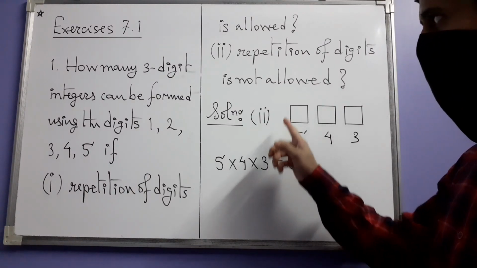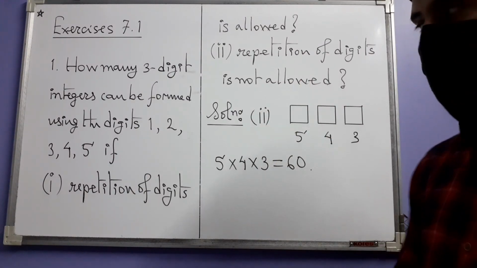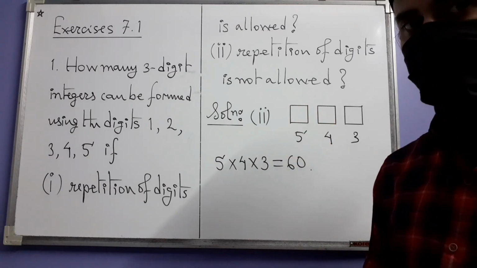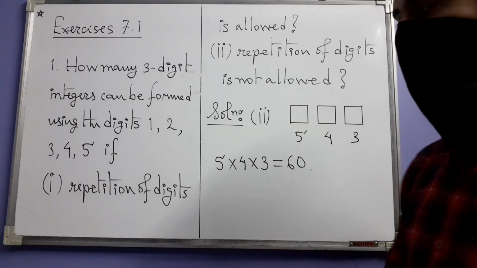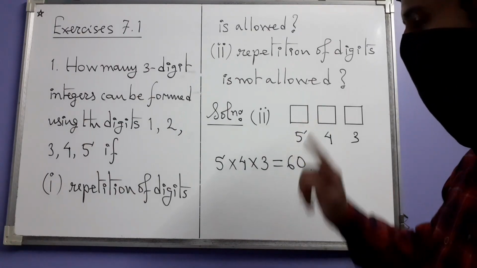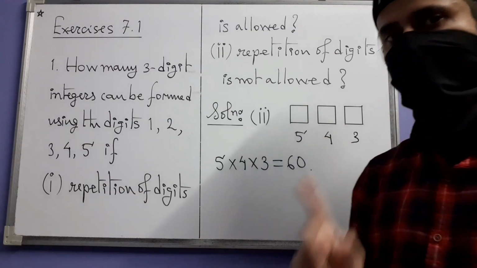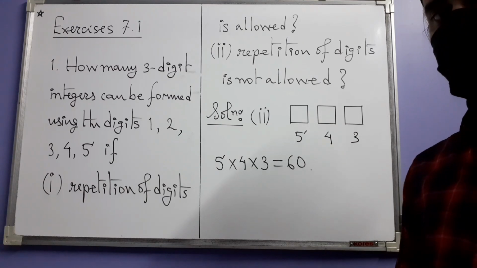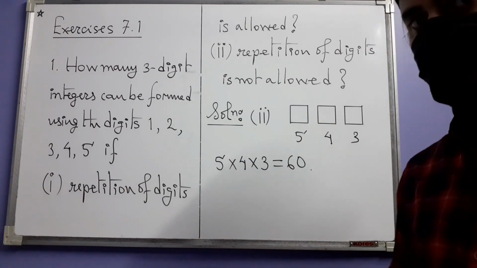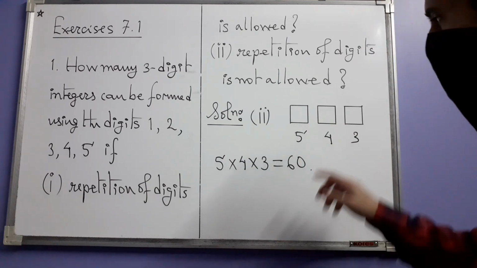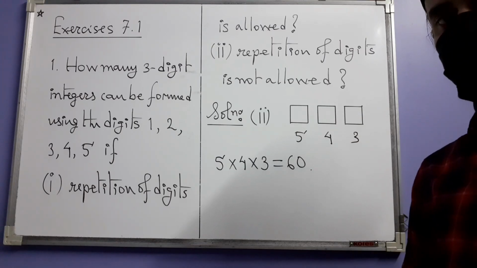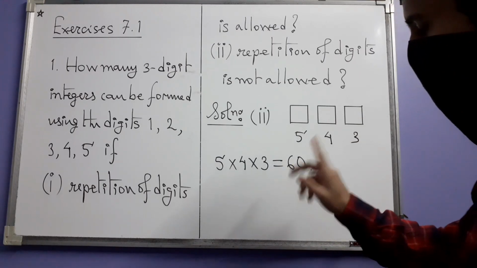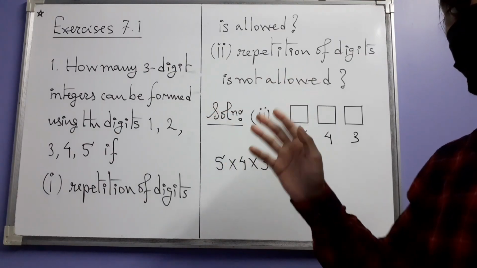In part 2, repetition of digits is not allowed. So if you consider the hundreds place, there are 5 options for it. Once you have chosen the hundreds place, there are only 4 options available to you to choose the tens digit, and once you have chosen that also, you only have 3 options to choose the units digit. So that's why the total number is 5 times 4 times 3, which is 60, much less than what we have in part 1.